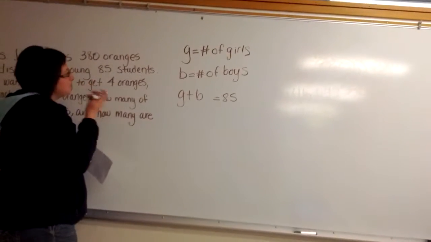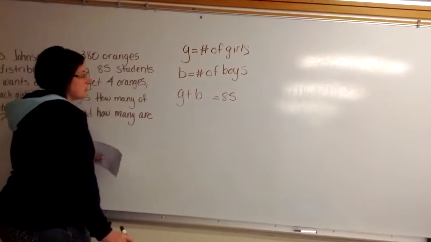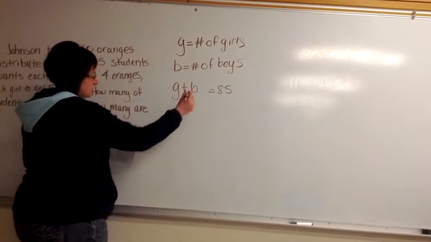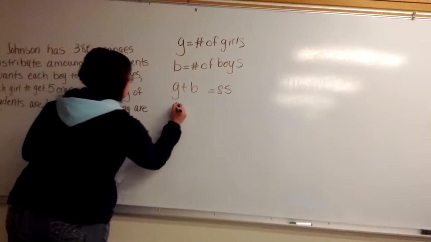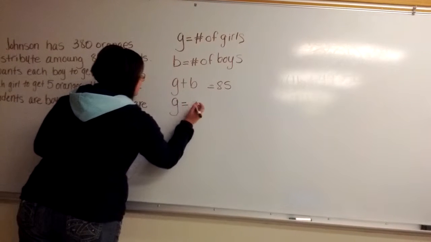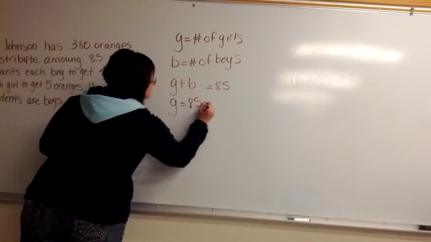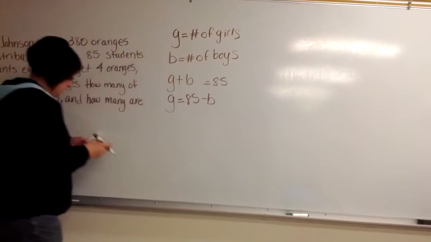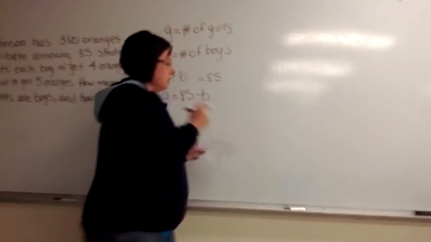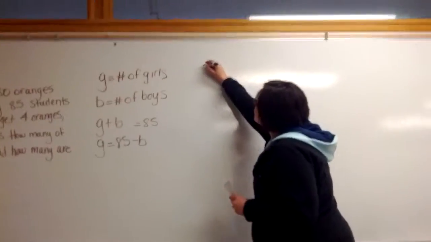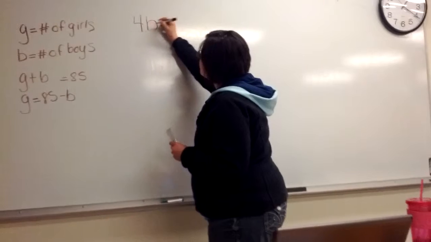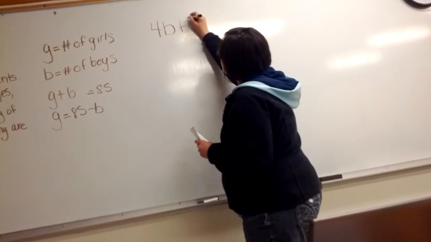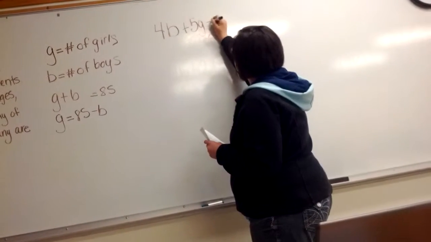And so we can just decide which variable we want to solve for, and let's solve for the number of boys. And so to figure that out, it would be the number of students minus the number of girls. So we know that we want each boy to get 4 oranges and each girl to get 5, and that will equal 380 oranges total.